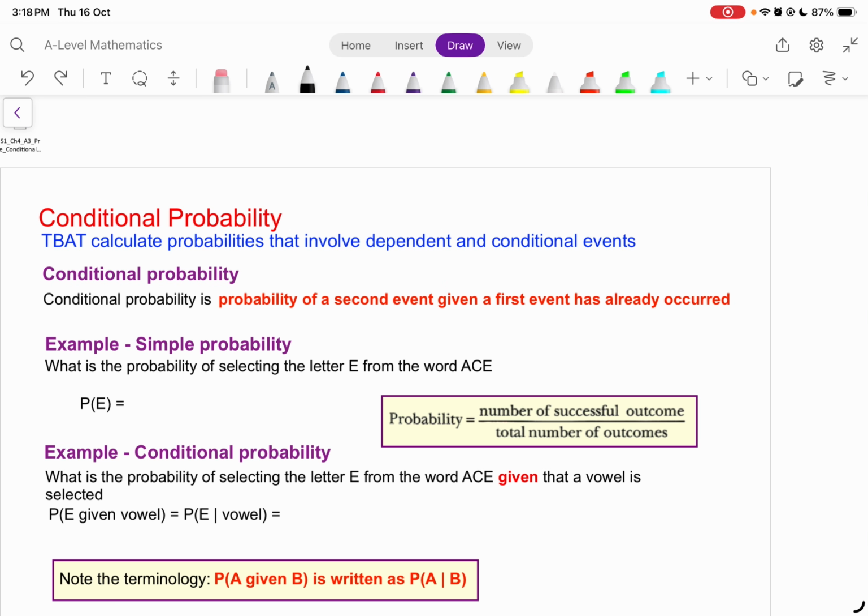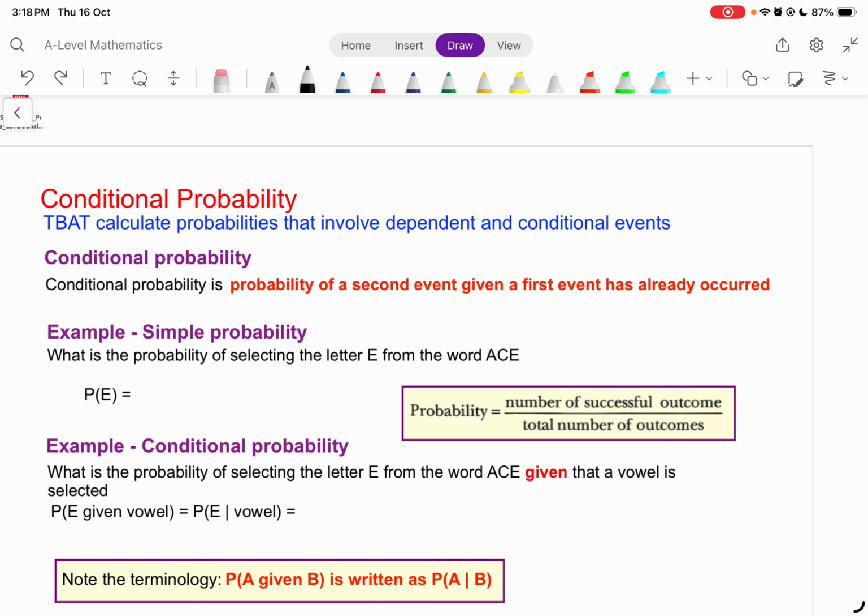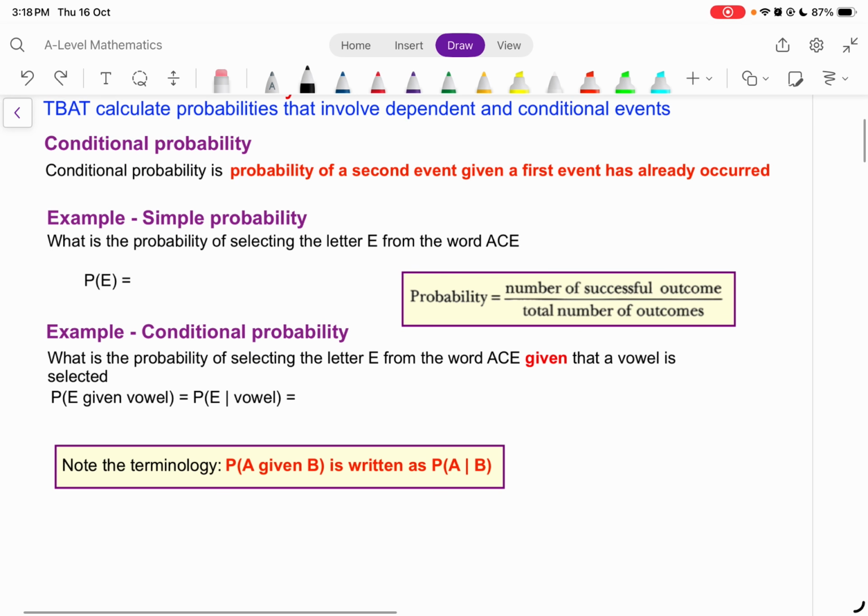I know this can be confusing, but let's have a look. So what is the probability of selecting E from the word ace? So if that's the case, 我们算出来的就很明显，这里是 A 是3个字嘛，对不对？所以就是1/3. Okay, simple. But what about the conditional probability? What is the probability of selecting E from the word ace given that a vowel is selected?